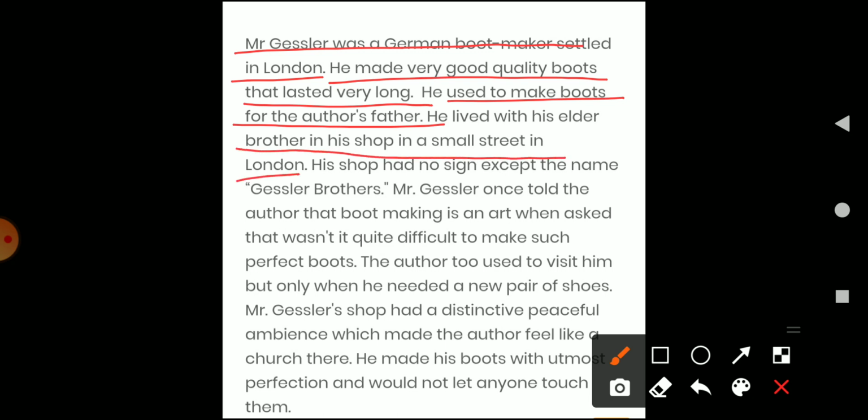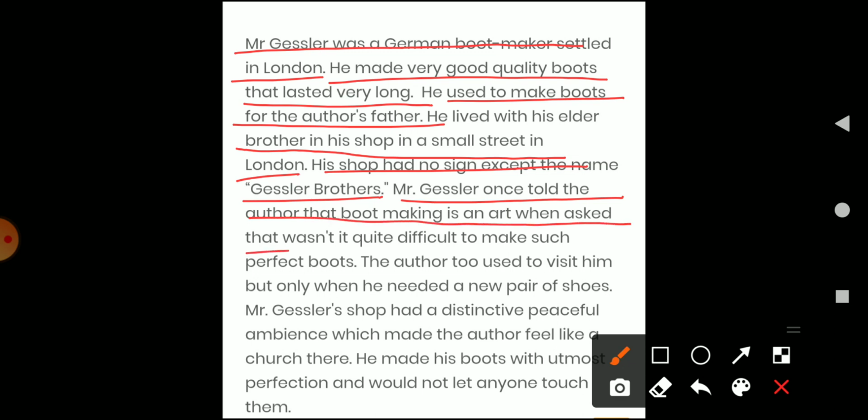So the shop is on a small street in London, okay, and Mr. Gessler lives with his brother, and the name of the shop is Gessler Brothers. Okay, so the name of the shoe shop is Gessler Brothers. His shop has no sign except the name Gessler Brothers. Mr. Gessler once told the author that bootmaking is an art.